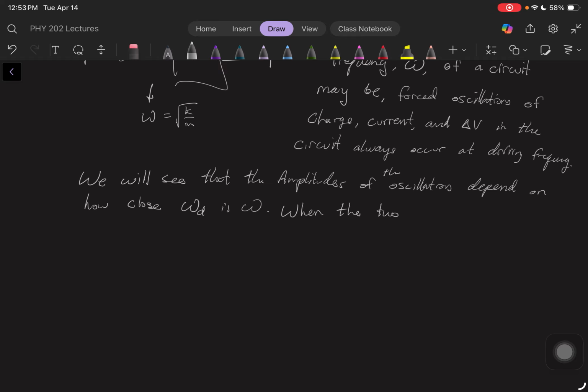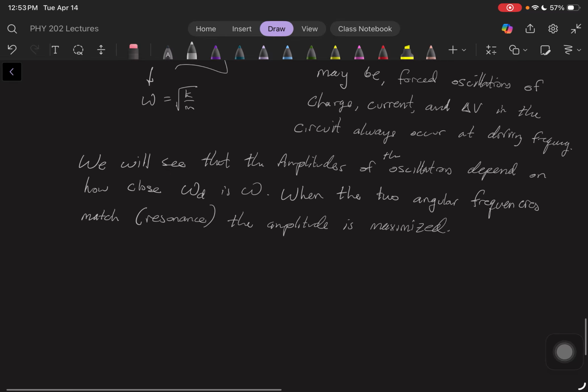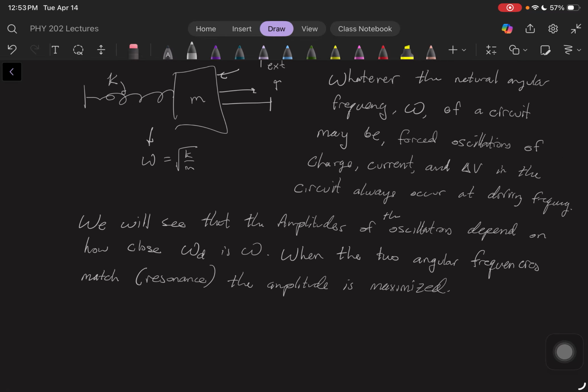When the two match, the amplitude is maximized. And so we can wrap it up there for today.